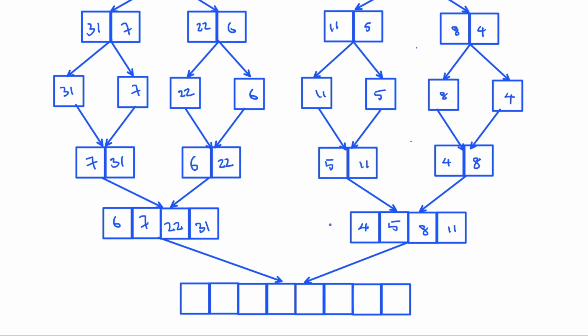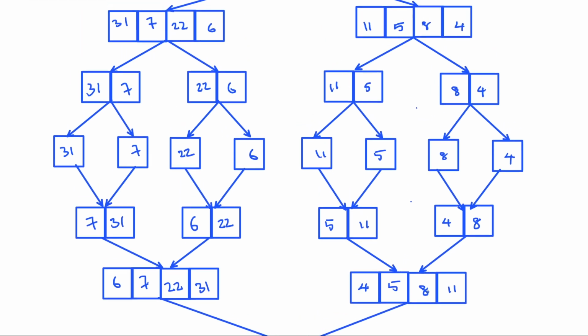Among these two arrays, the smallest one is 4, then the next one is 5, then next one is 6, then 7, then 8, then 11, then 22, then 31. So this is how we sort an array using the merge sort algorithm.